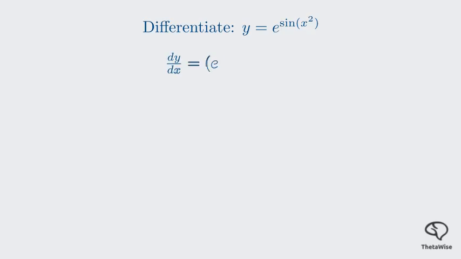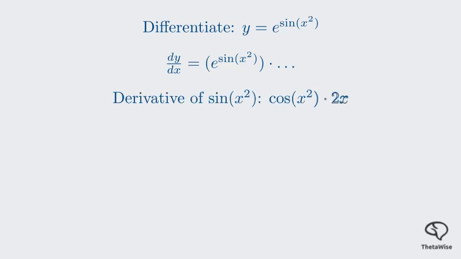So we start with e to the power of sine of x squared. Now we move to the next inner function, sine of x squared. We already know how to differentiate this from our previous example. The derivative of sine of x squared is cosine of x squared, multiplied by 2x. Let's multiply this result with the derivative we found for the outermost function. This gives us dy/dx equals e to the power of sine x squared times cosine of x squared times 2x.